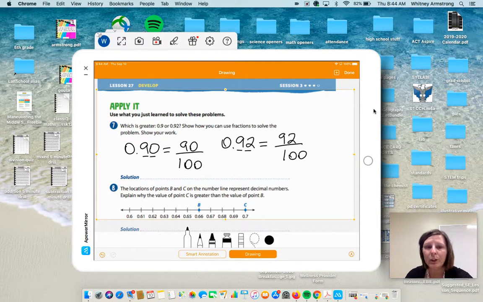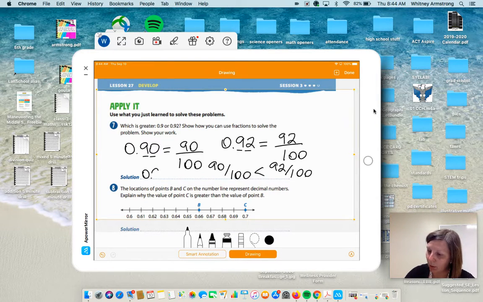Now I'd ask you which is greater. So which is greater, 90 or 92? Well, I know just from counting that 92 is greater. So I could write that 90 over 100 is less than 92 over 100. I can also write 0.9 is less than 0.92. All right. So let's keep going.